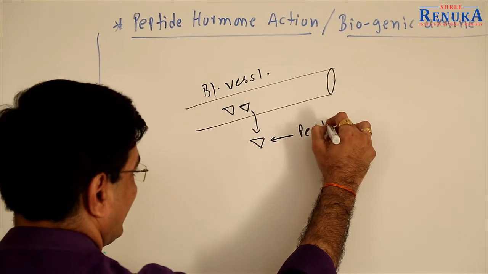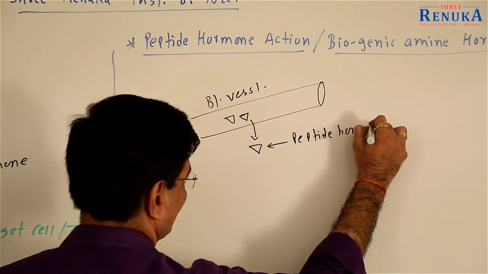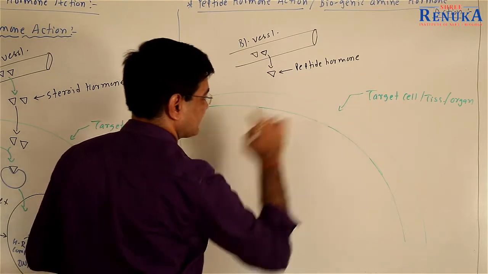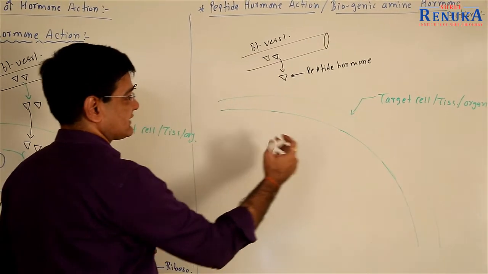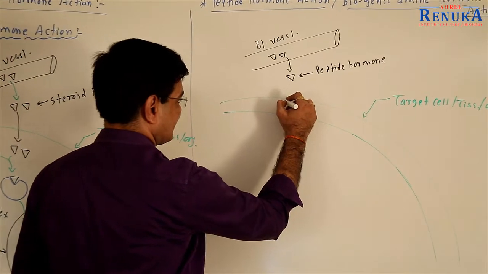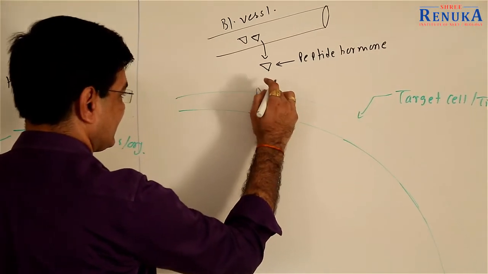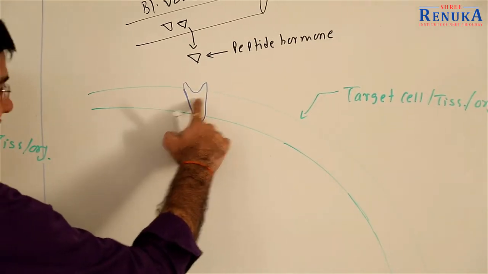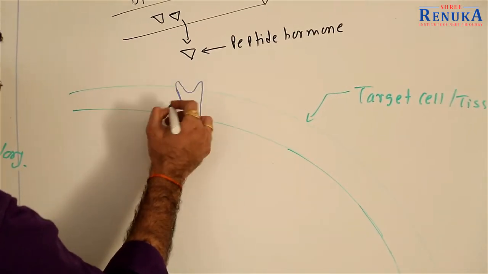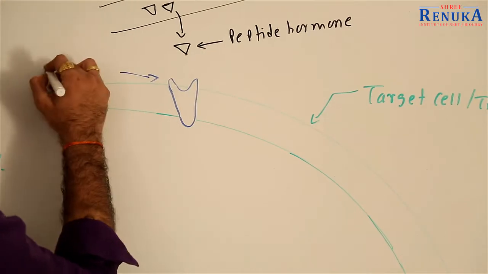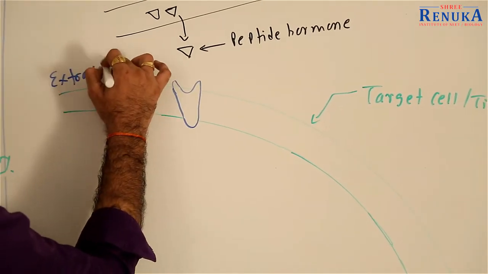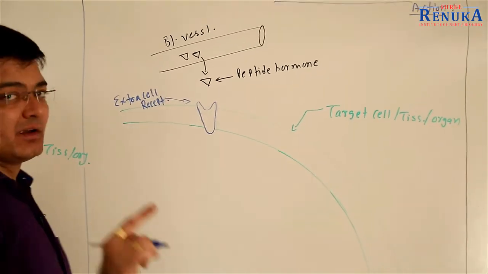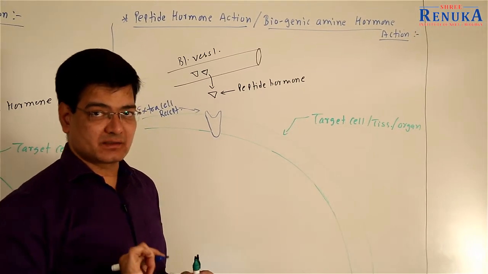Suppose it is a peptide hormone come outside from the blood vessel near the target cell. On the surface of the target cell, a specific receptor is present. This receptor present on the target cell is the extracellular receptor, or it is also called membrane bound receptor.